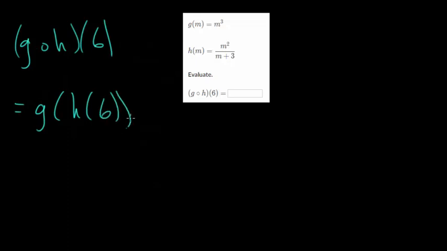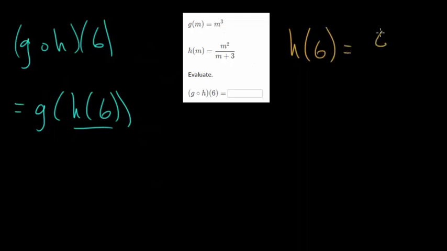where we have g of m is m cubed, and h of m is this rational function. And so we want g of h of 6. Let me rewrite that. G of h of 6. And in the alternate notation, g is the outside function, h is the innermost one. And so we need to figure out what h of 6 is first. So I'll do that over here.